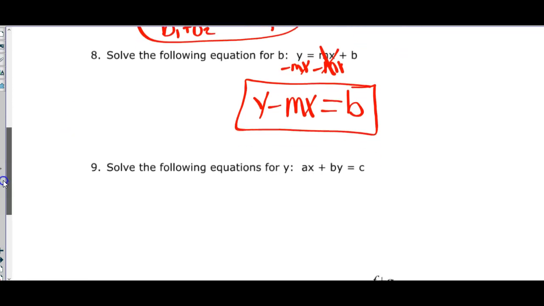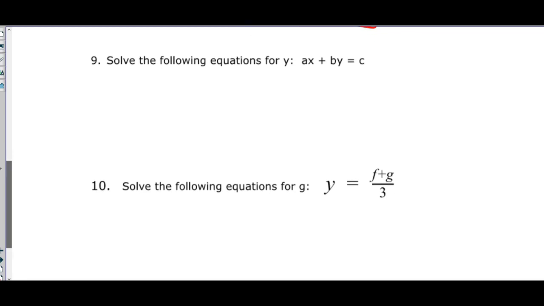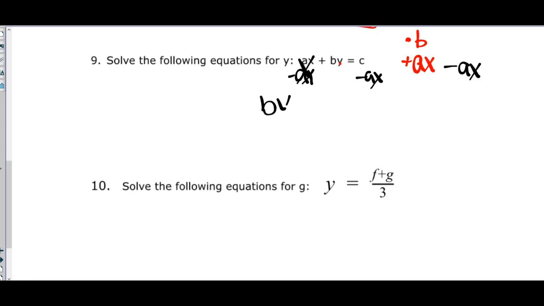Number 9. Solve the following equation for y. So, here's my y. It is being multiplied by b, and then being added with ax. Times b, and then plus ax. I want to undo the plus ax first. I'm going to do that by subtracting ax. So, minus ax to the left, minus ax to the right, by equals c minus ax. So I have eliminated that.